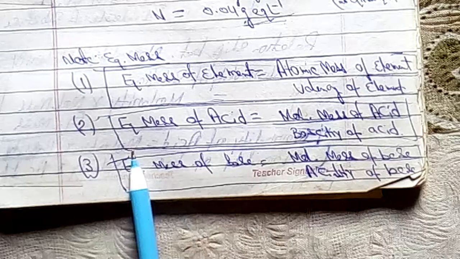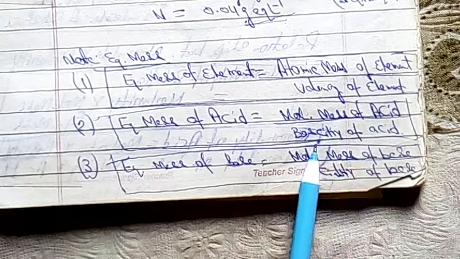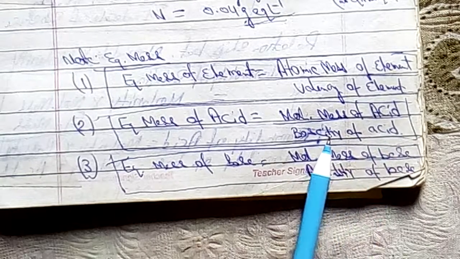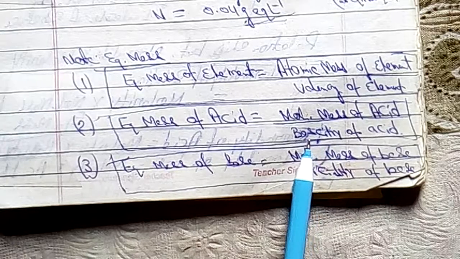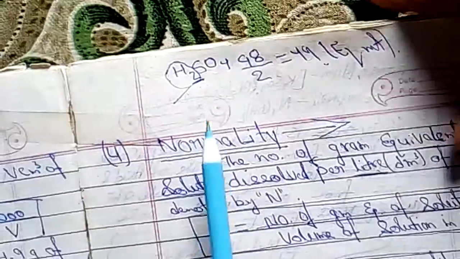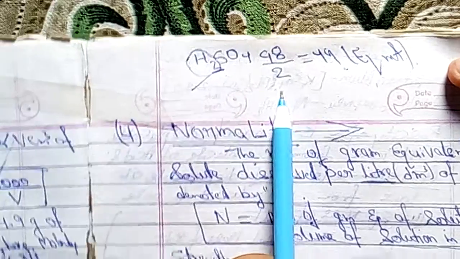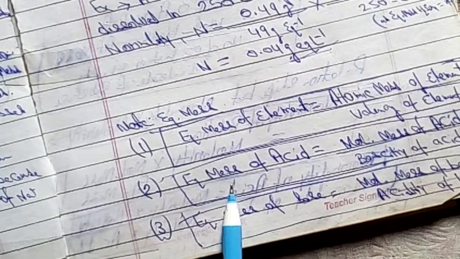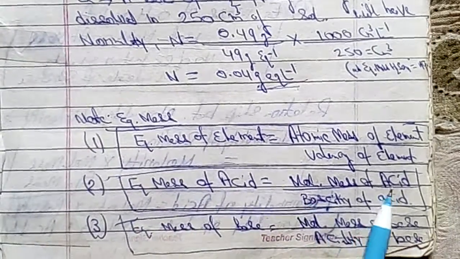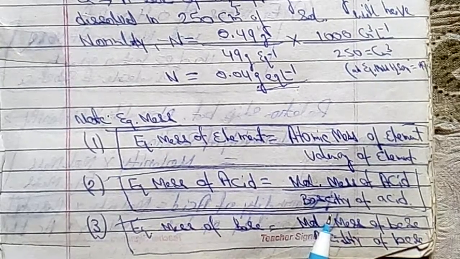If it is an acid, what do we use? Equivalent mass of acid is the molecular mass of the acid, for example H2SO4 is 98, divided by the basicity of the acid. Basicity means the number of H+ ions present in solution. In the case of H2SO4, how many H were present? 2. So that is the basicity of sulfuric acid. Therefore, equivalent mass of acid equals molecular mass of acid divided by basicity of acid.